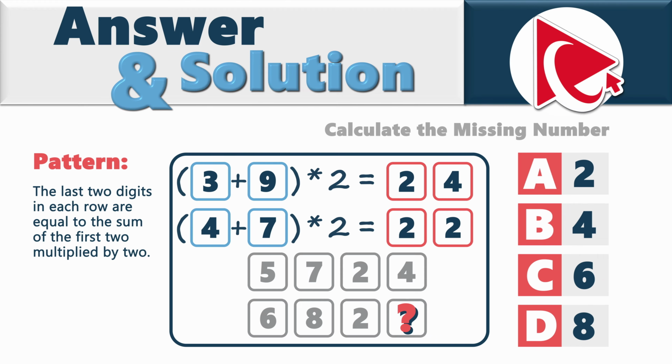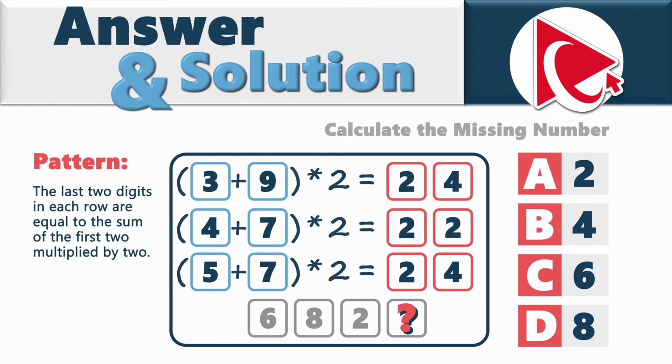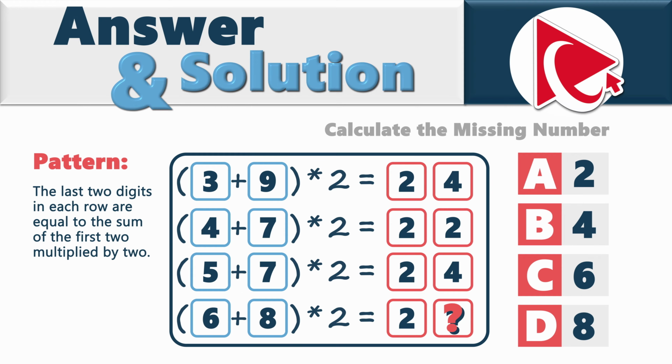4 plus 7 equals 11, multiplied by 2 equals 22. 5 plus 7 multiplied by 2 equals 24. And then the last row, where we calculate the missing number, 6 plus 8 multiplied by 2 equals 28. So the correct answer here is choice D, 8.